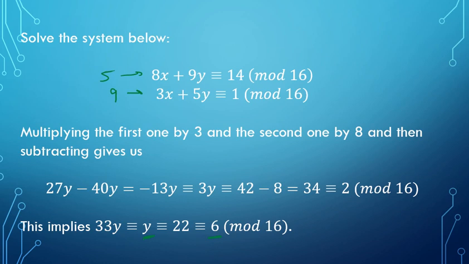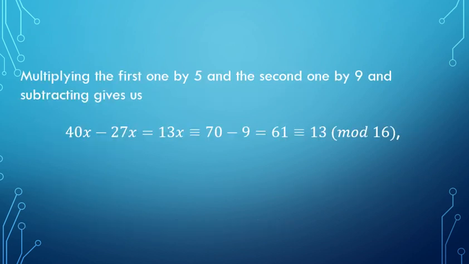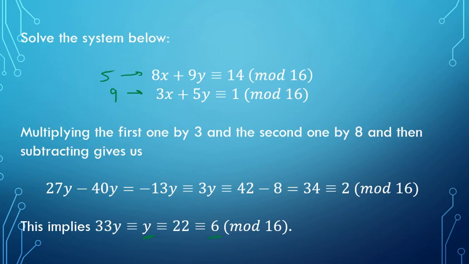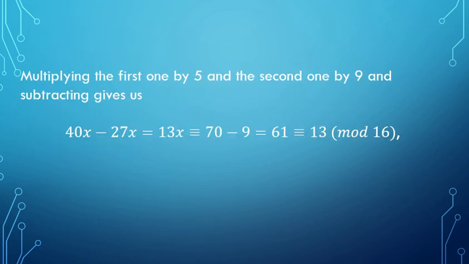So when I do that, that is going to give me 8x times 5, or 40x, minus 9 times 3x, or minus 27x, and this will give me positive 13x. The constants, 5 times 14 is 70, minus 9 times 1 is 9. So 70 minus 9 is 61, but taken mod 16, that is 13. So we are down to 13x is congruent to 13 mod 16.